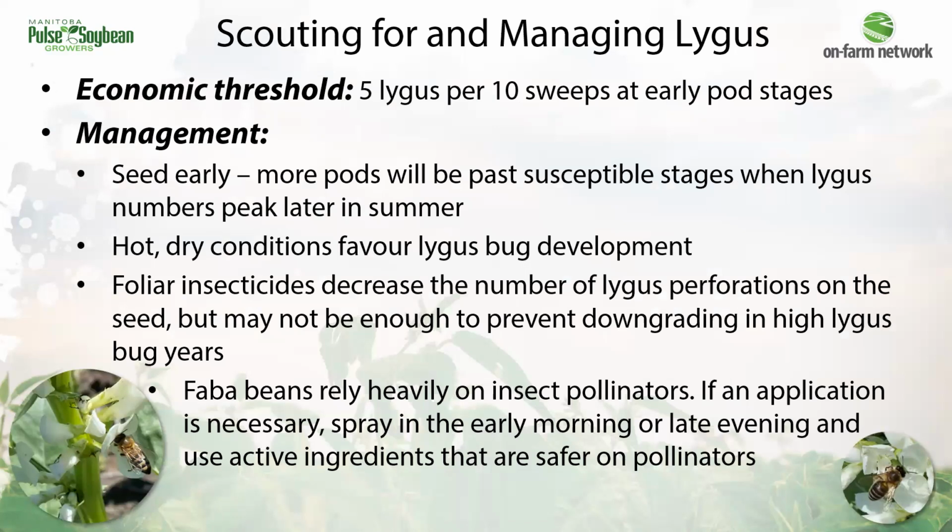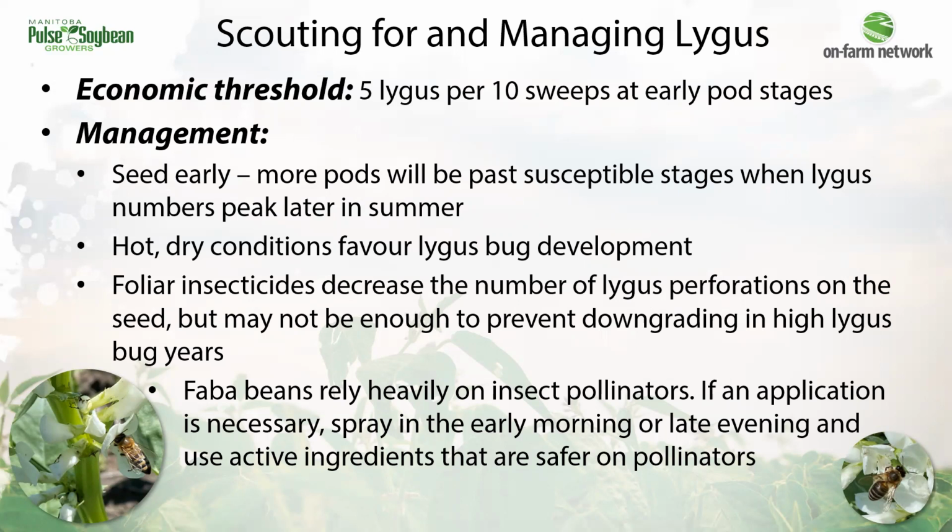So what can we do for scouting and management? The suggested economic threshold from the research in Alberta is 5 Lygus bugs per 10 sweeps during the early pod stages to avoid downgrading. That being said, in their research as well, even with multiple insecticide applications, some Lygus bug damage will still occur. It wasn't ever eliminated entirely.